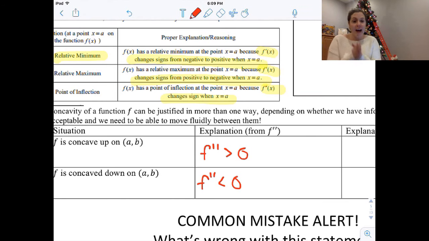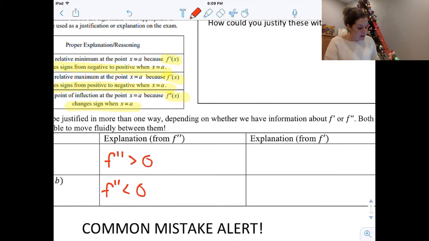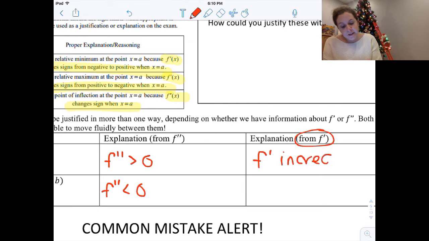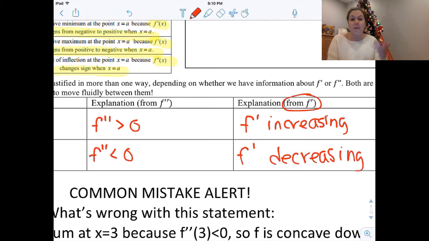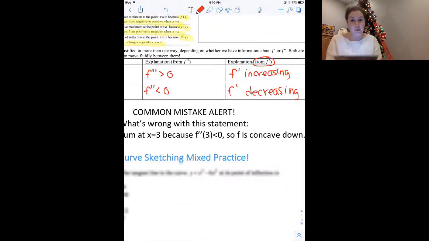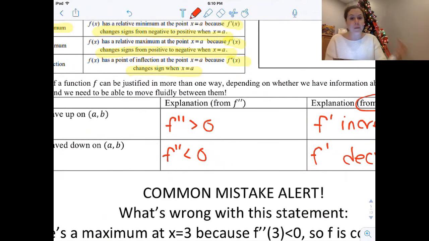Now, the question I would ask myself is, okay, well, when is f double prime positive? And let's explain that from f prime. For f double prime to be positive, the slope of f prime would need to be increasing, because that would mean it has a positive slope, which would mean that its derivative would be positive. Same thing when I'm talking about f double prime being negative, I need f prime to be decreasing there. So if you're looking at a graph of f prime, how am I going to figure out concavity of f? Well, think about if f prime is increasing, then f double prime would be positive because f double prime is the derivative of f prime. And then we'll go from there.